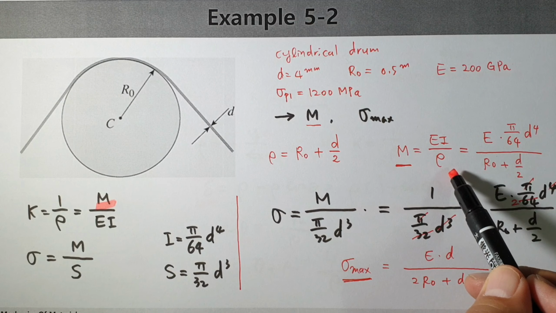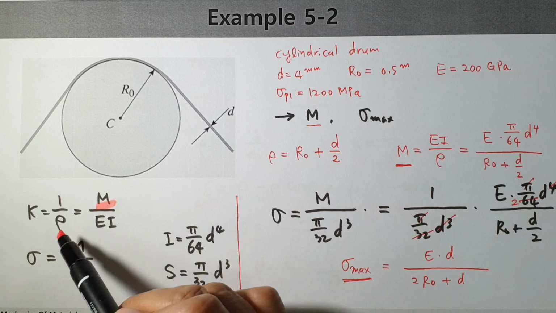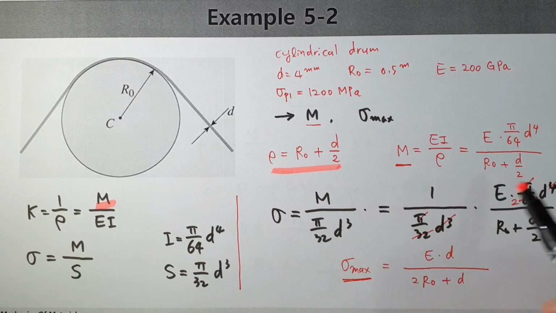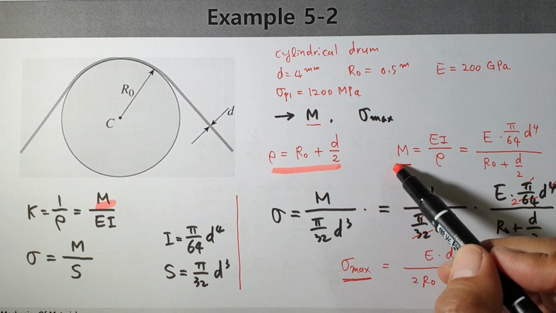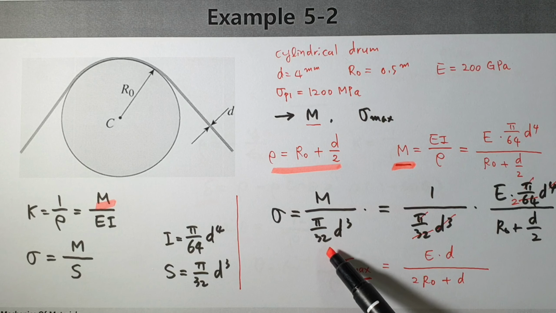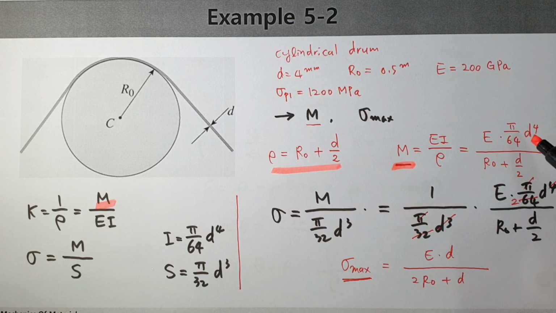And then if we know the rho value, R0 plus this one is available, when you substitute there, then we can have this kind of relationship. Then we can find M. Next, we can apply this formula. M over S, section modulus, is like this. And when you substitute this one there, then finally we can find sigma maximum.